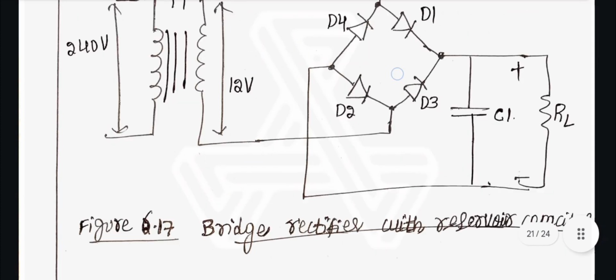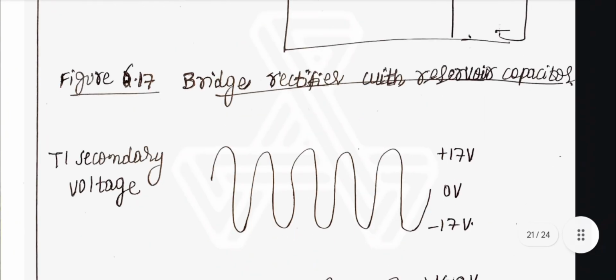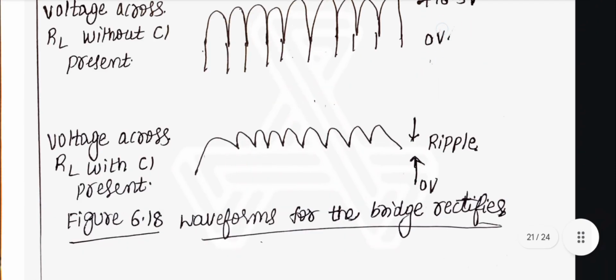The diagram shows a bridge rectifier with a reservoir capacitor. T1 secondary voltage: plus 17 and minus 17. Voltage across RL without C1 filter: plus 16.3. Voltage across RL with C1 filter present: ripple 0 volts. Waveforms of the bridge rectifier.